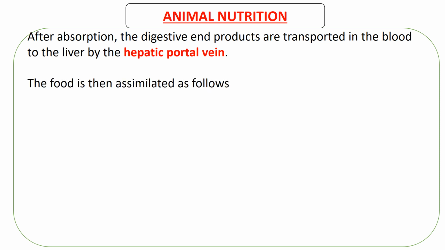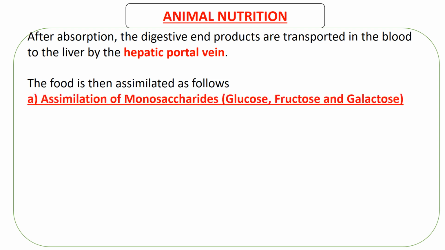The food is then assimilated as follows. So note that the food is taken from the alimentary canal, then used by the hepatic portal vein. Let me just say that again. The hepatic portal vein takes the absorbed food from the alimentary canal and takes it to the liver. So how is the food used? So the food is used as follows.